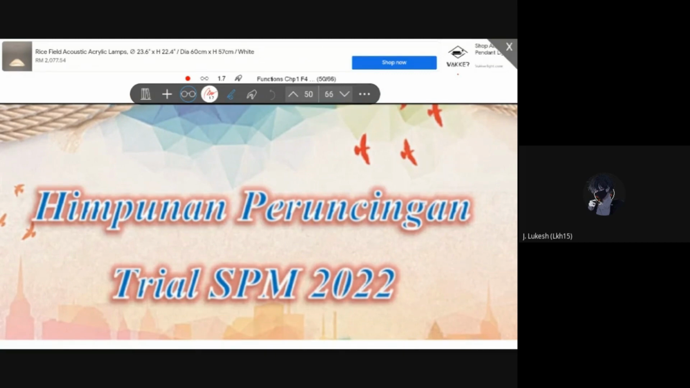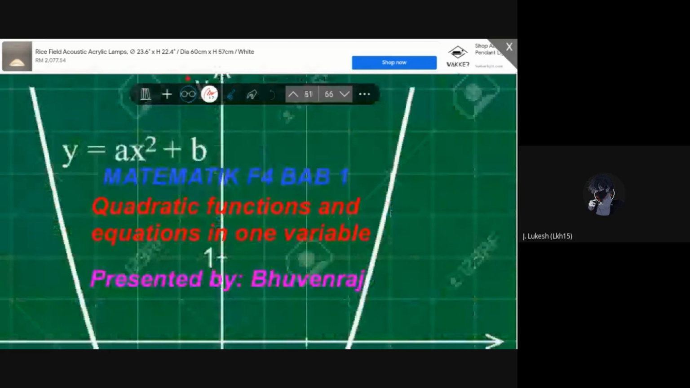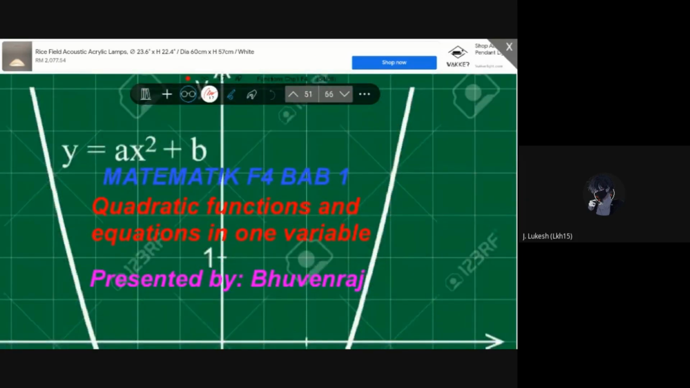So today we are doing Trials SPM 2022. I collected all the questions regarding Form 4 Chapter 1 Quadratic from all the trials in 2022. So all the questions you can find here are about quadratics. Not much actually, around 16 pages minus 2, so 14 questions. Each question in mathematics is very short, not long like Add Maths. So this is Mathematics Form 4 Bab 1, and we are doing quadratic equations today.